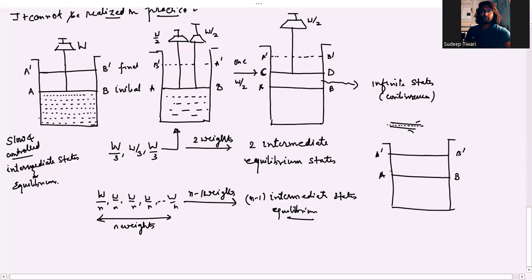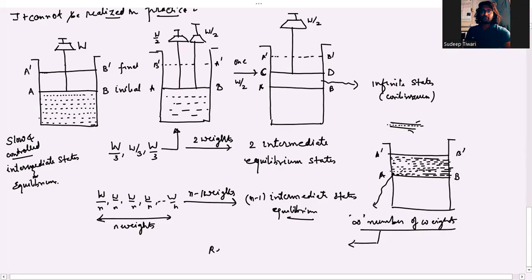And how many states are possible in between? Between, let's say, this and this, these are two equilibrium states. Between these also, there is an equilibrium state. So how many states can I achieve from here? In theory, I have to achieve infinite possible states. Can I achieve that in practice? No, because in order to achieve all these possible states, I must have an infinite number of weights. And therefore, this brings us to a problem of irreversibility.